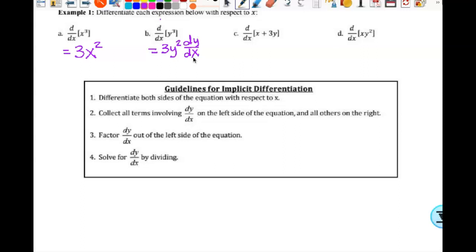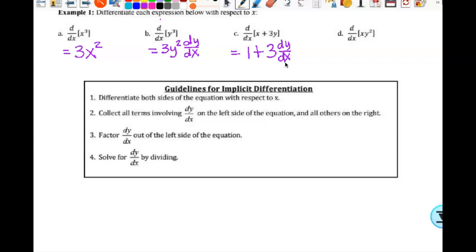All the same rules we've already learned, like the power rule, all apply. But if you're doing anything with the y, you have to put a dy dx on it, okay, every time. Now let's look at this one. I've got 2 terms. So when I do this, the derivative of x with respect to x is just 1, plus the derivative of 3y with respect to x. What's the derivative of 3y? 3. And then the derivative of y is dy dx. Okay. We okay with that?